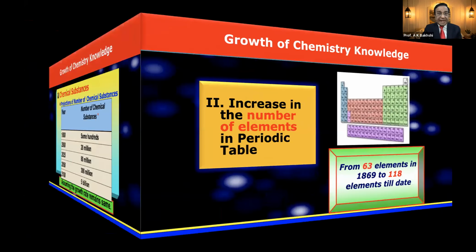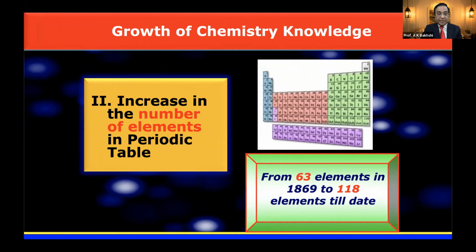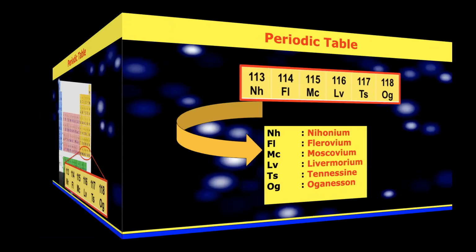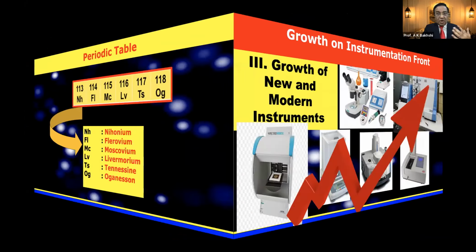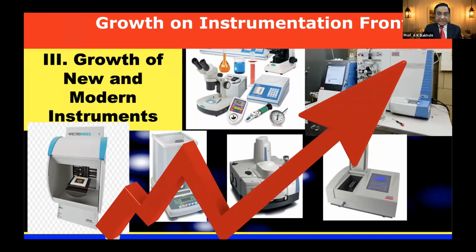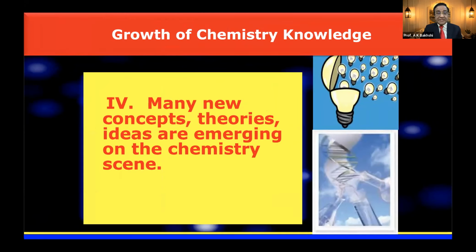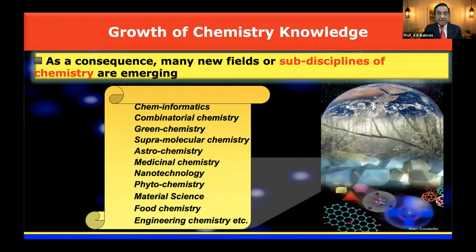Then the number of elements in the periodic table has increased from 63 in 1869 to 118. Another change, you can very well imagine. These are the new elements. And then on the instrumentation front also, many new instruments have come. And then many new concepts, theories and ideas are emerging on the chemistry scene. So all this is because of the growth of chemistry knowledge. Earlier we used to talk about physical, organic, inorganic, analytical, etc. But now many new sub-disciplines of chemistry have come.